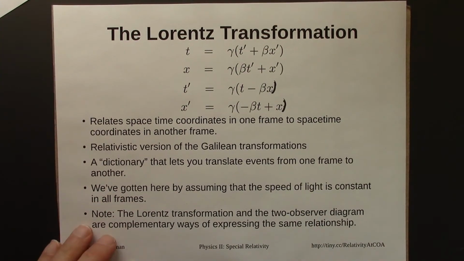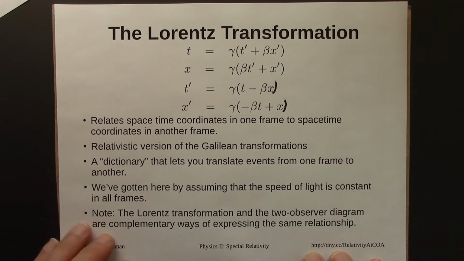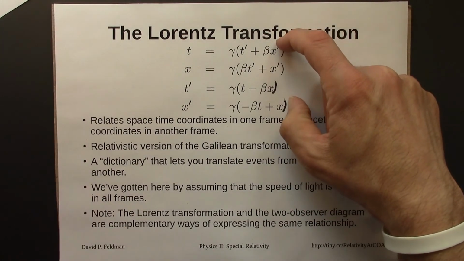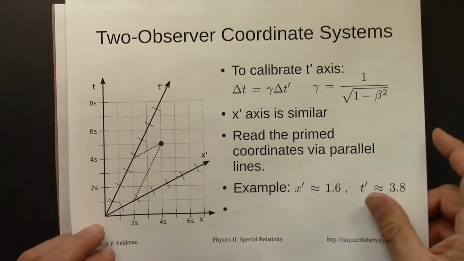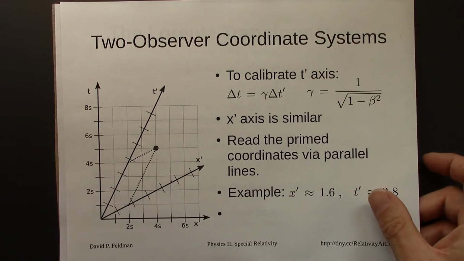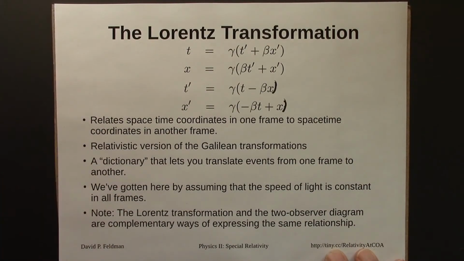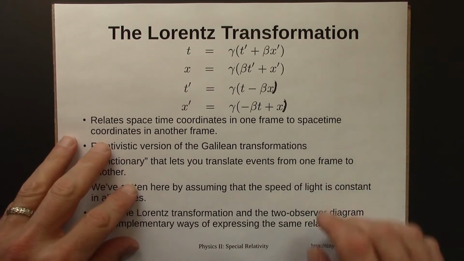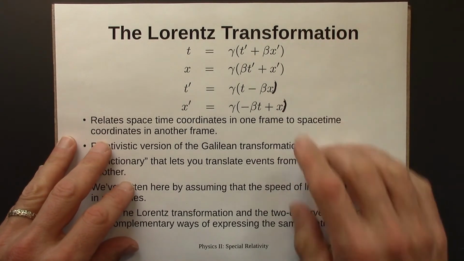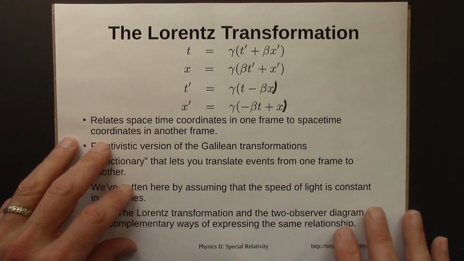The other thing I want to say is that the Lorentz transformation, here's a bunch of algebra, and the two-observer coordinate system, here's a picture, are different complementary ways of representing the same relationship. And this is a pretty common thing in physics. Often one develops a geometrical picture and an algebraic picture.